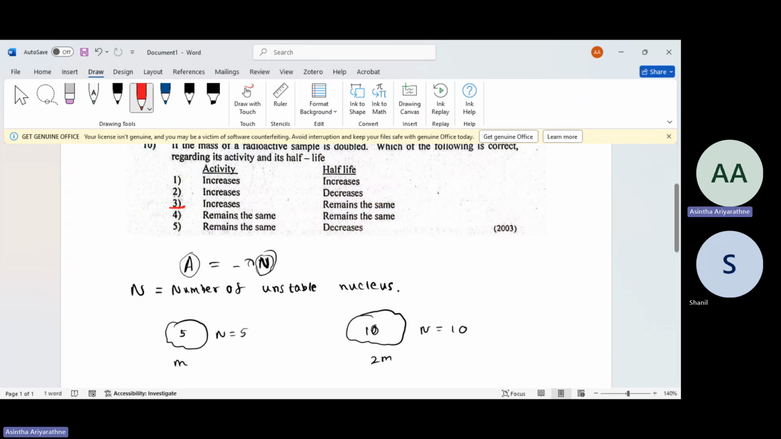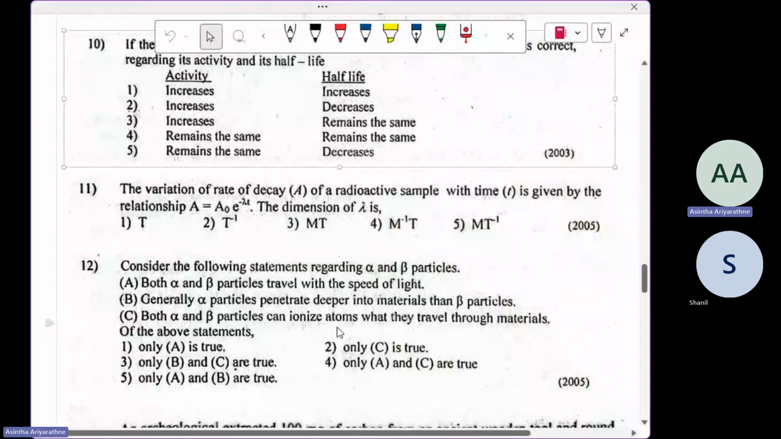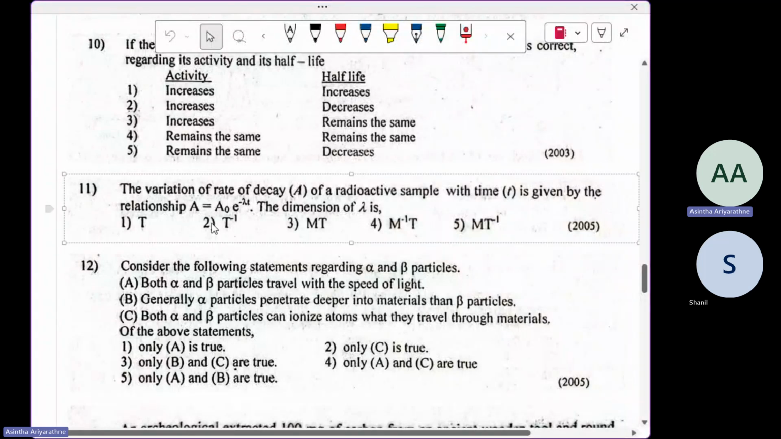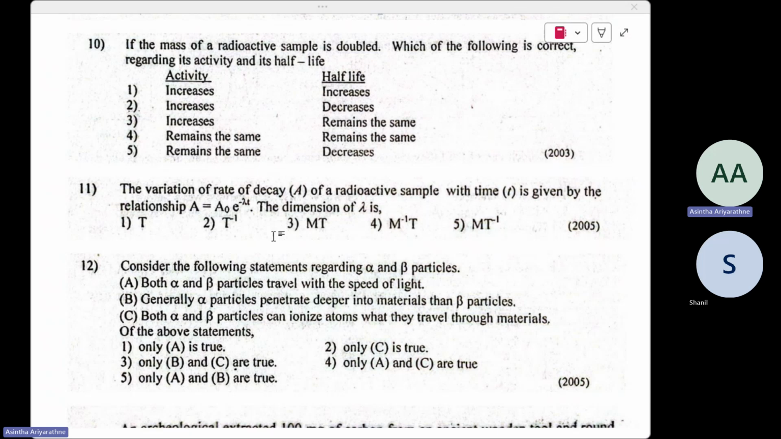Right, so that's the answer. Then 11 is very easy actually, right? What is the answer for the 11?